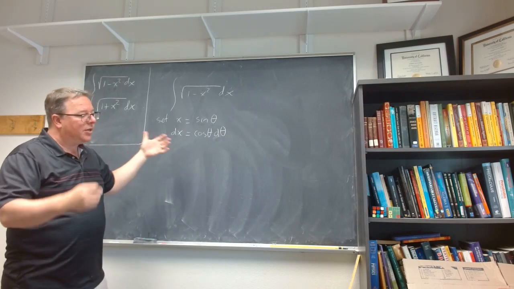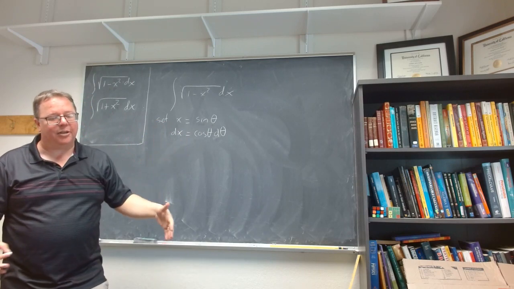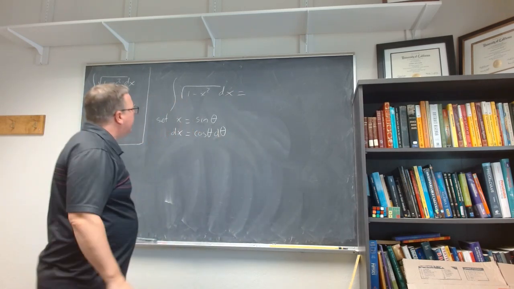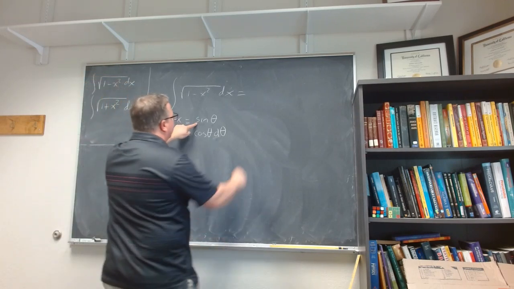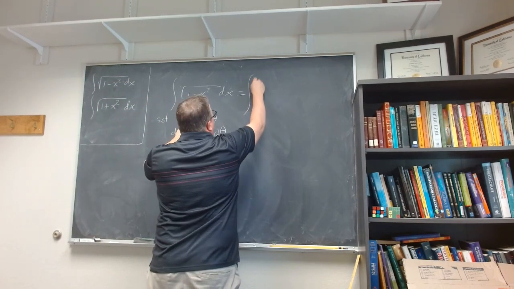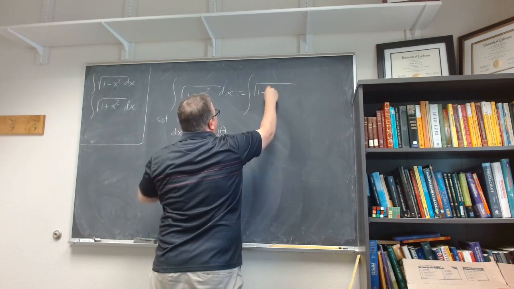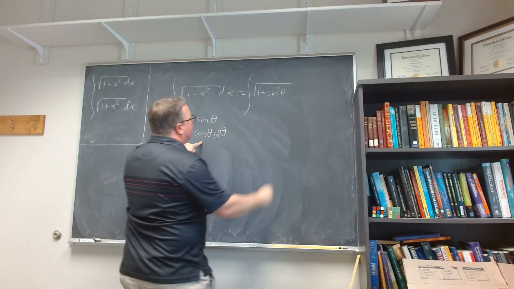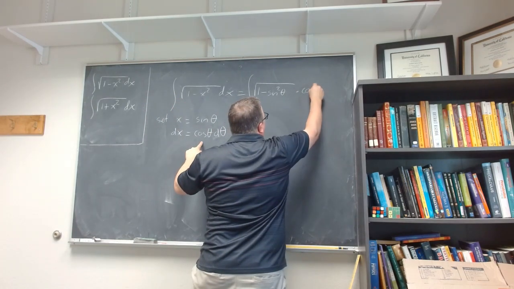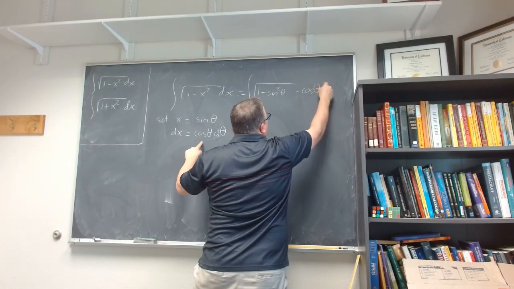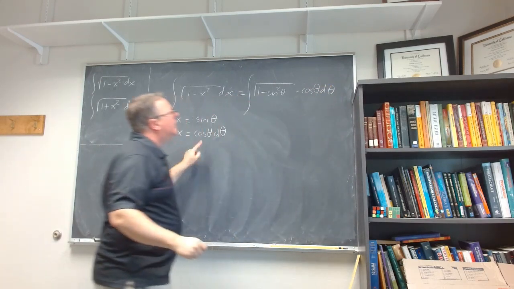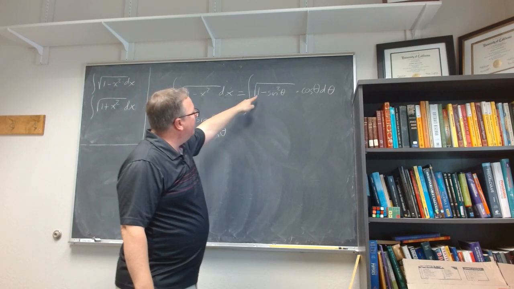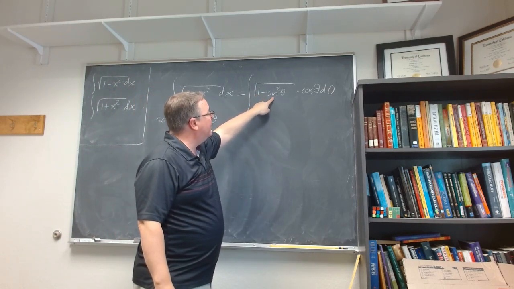So we substitute, we're going to integrate, and then we're going to have to talk about how do we back substitute. So let's go. Let's do this. Our substitution becomes the integral of the square root of 1 minus sine squared of theta. And then dx becomes, outside here, cosine of theta d theta. So the reason why we chose sine is because 1 minus sine squared is cosine squared.